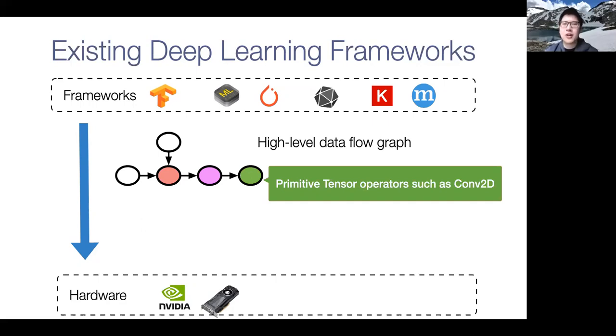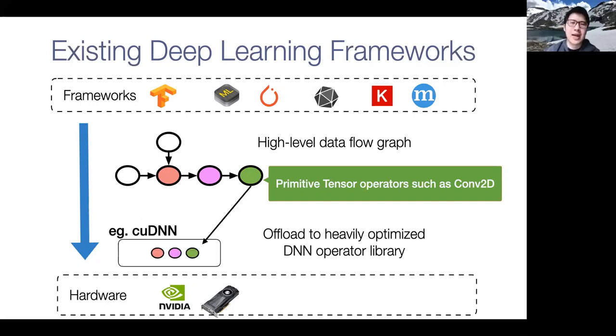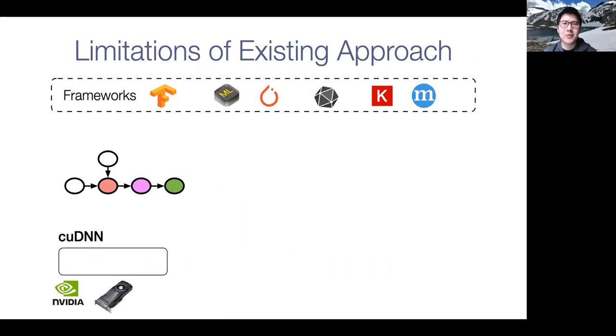In order to offload those computations onto low-level hardware, we offload some of the colored nodes into low-level libraries, such as in the case of Nvidia, a library called cuDNN, which is heavily optimized by Nvidia engineers on those platforms. So what is the problem of taking this approach? The problem is that for each of the colored nodes in the high-level framework, there has to be a correspondence in the low-level cuDNN library.